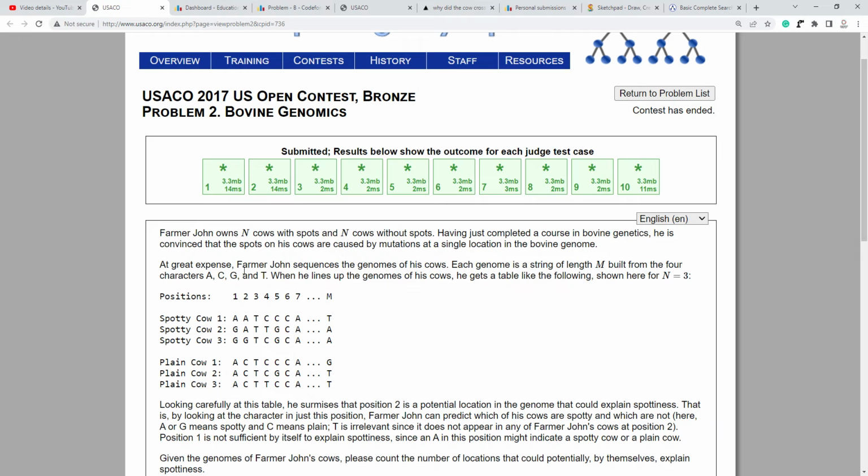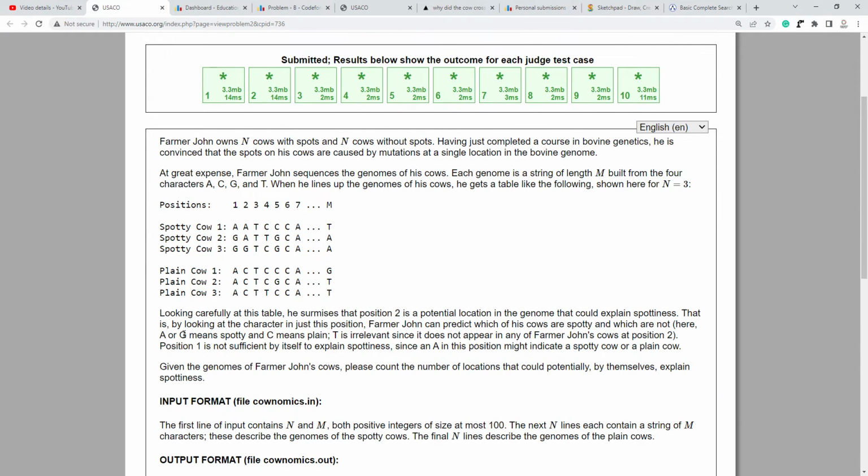Each genome is a string of length M built from the 4 characters A, C, G, and T. When he lines up the genomes, he gets a table like the following, shown here for N equals 3. Looking carefully at this table, he surmises that position 2 is a potential location that can explain spottiness. That is, by looking at the characters of just this position, Farmer John can predict which of his cows are spotty and which are not.